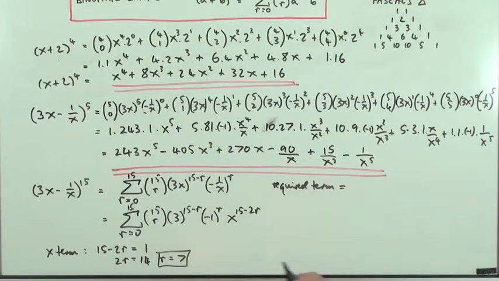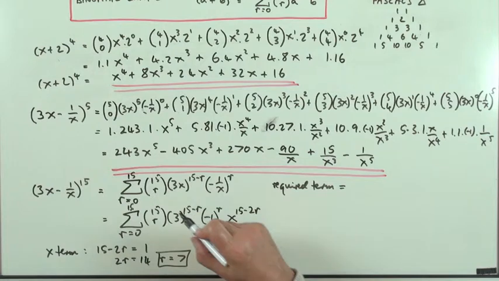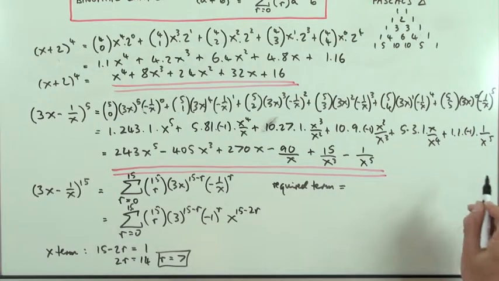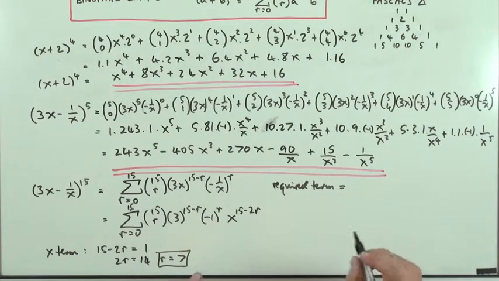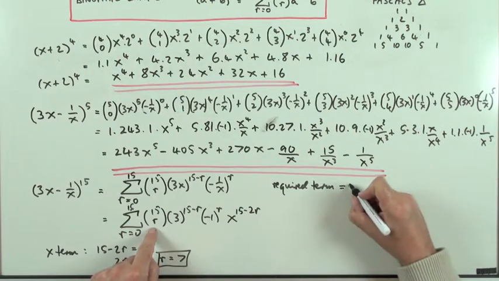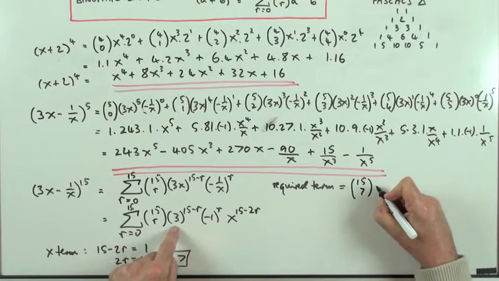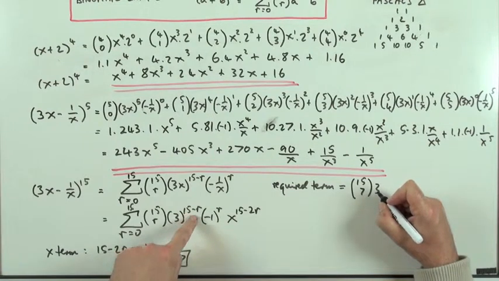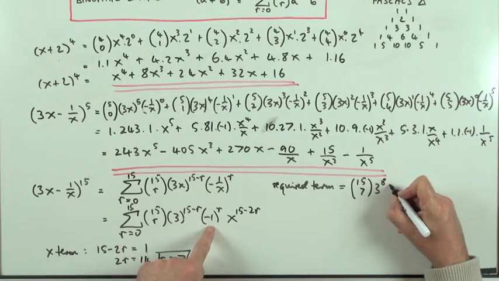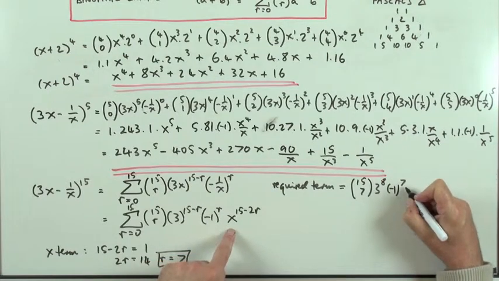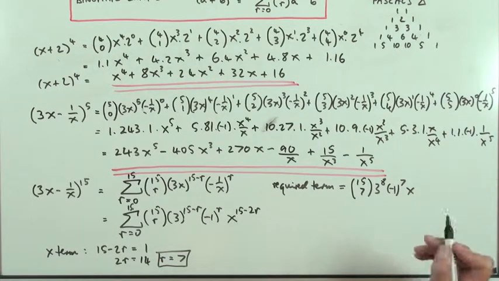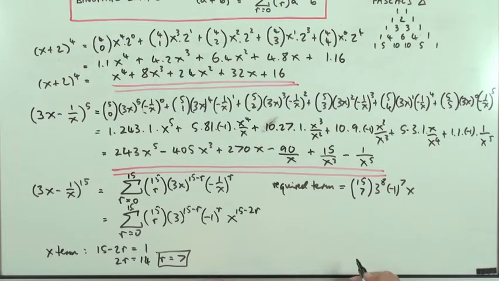Don't need to write them all out. If I was writing them all out, I'd still be just halfway through writing them out before any evaluation. But I know which term I want to home in on. I want to home in on this term, the term that goes 15C7 of 3 to the 15 take away 7 is 8, times negative 1 to the 7, and of course that'll be x to the 15 take away 14 is 1, so x to the 1. That's the term I want.